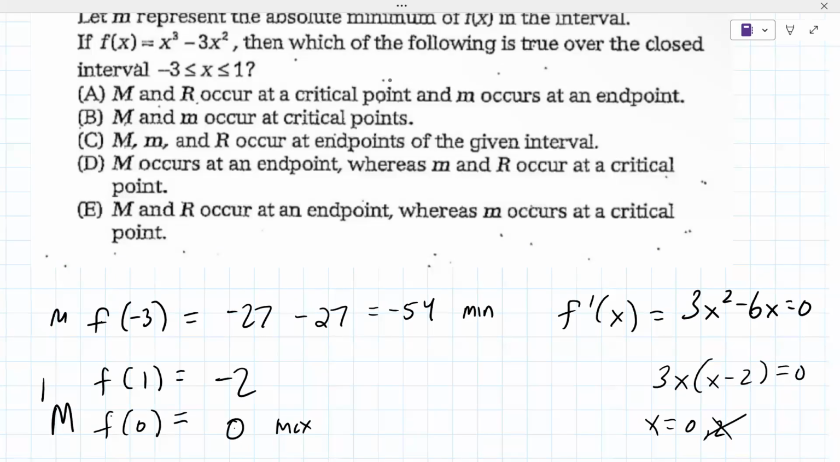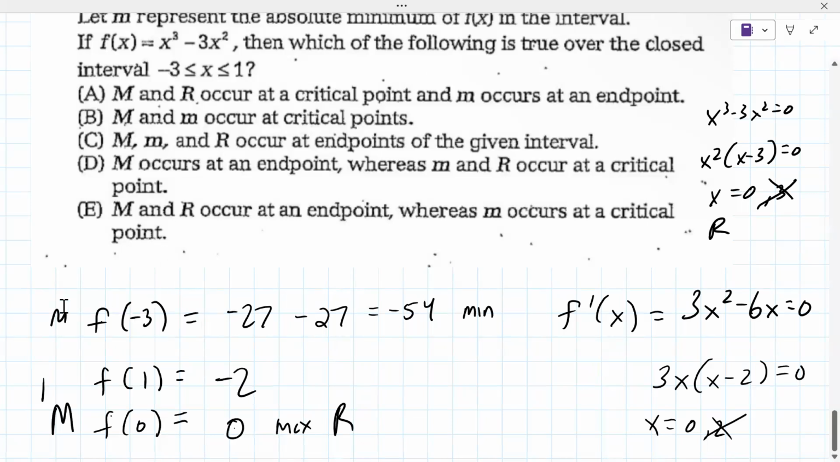So what would R be? Well, you have to set the original function equal to 0. So you can factor out an x squared from both, and you get x equals 0 or 3, but 3 is not in the interval. So 0 is also R. Oh, so M and R are the same.